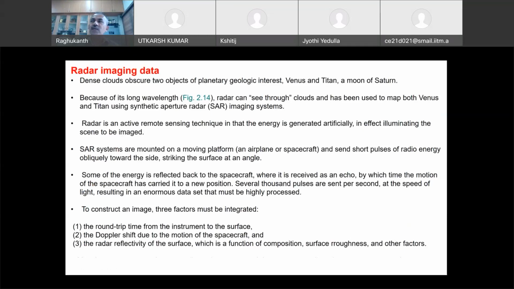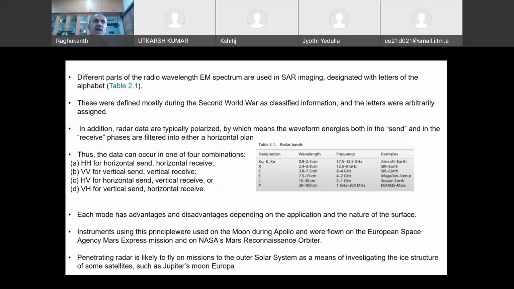The same thing is used in planetary studies also: SAR, the synthetic aperture radar imaging system. These have been used to study Venus, Titan, and many other things. So these were the different parts, and radar has some kind of bands, the X band, C band, and all these things have been developed.